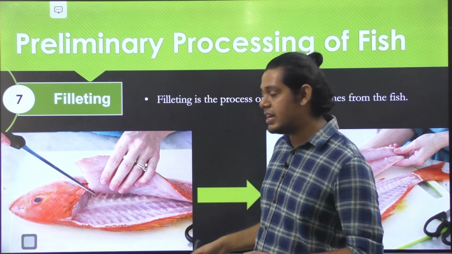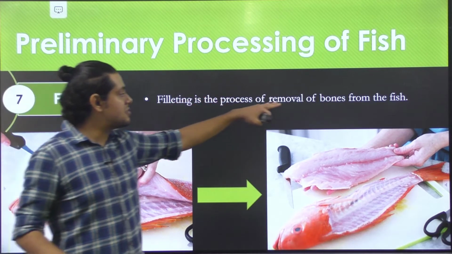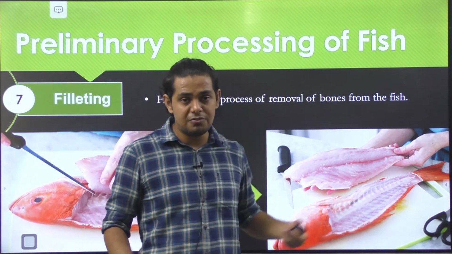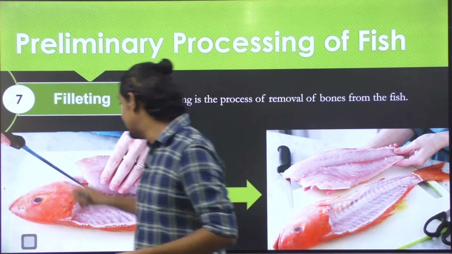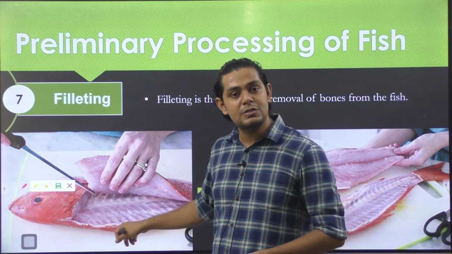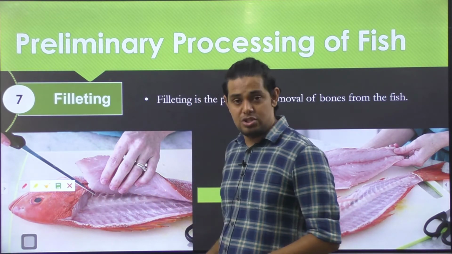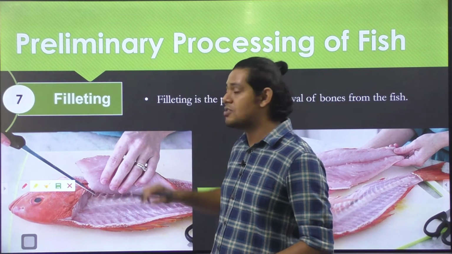So as we are already aware, filleting is the process of removal of the bone from the fish. Removal of the bone from the fish is the important unit operation regarded as filleting. As you can clearly see in this picture, the skin is in close contact with the bones, so this has to be effectively removed. This particular process is called filleting.